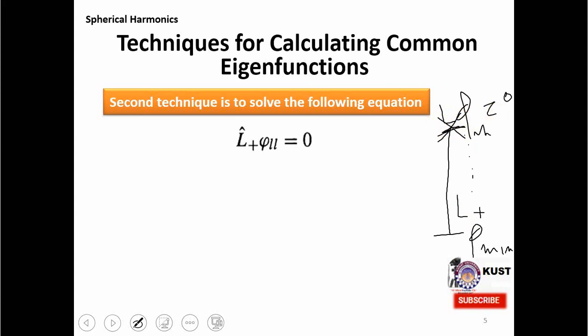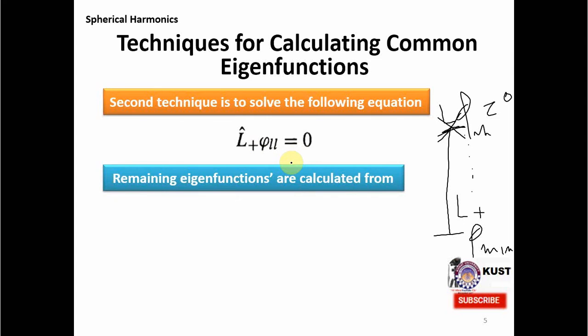It cannot go further. Therefore we can use this equation, that L plus phi LL is equal to 0, because there is nothing higher than phi LL. This is the maximum value. So if we solve this equation, the remaining eigenfunctions will be calculated from the repeated action of L plus and L minus.